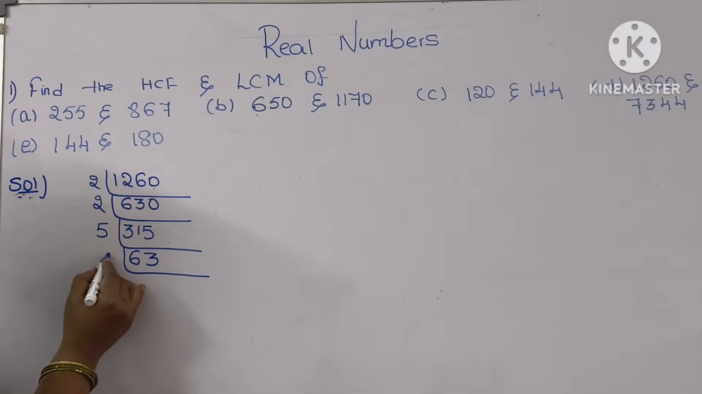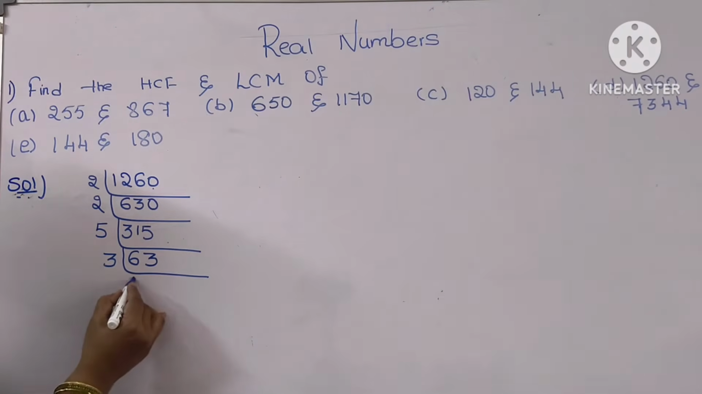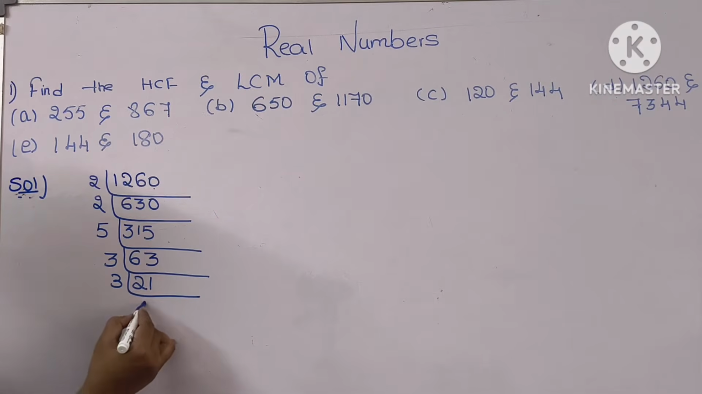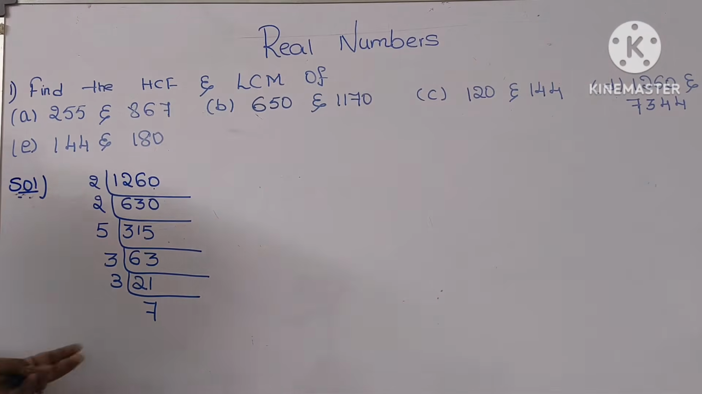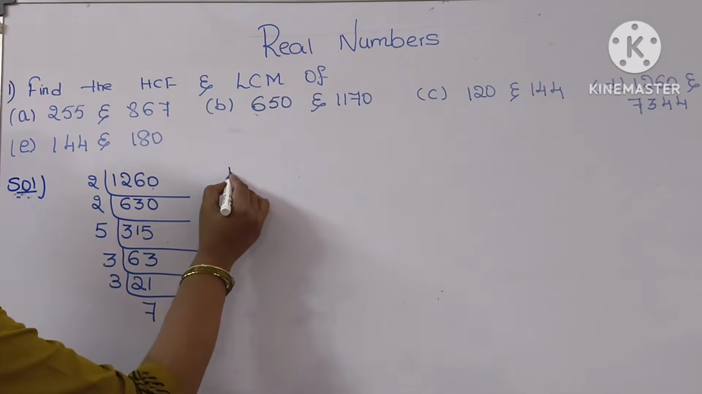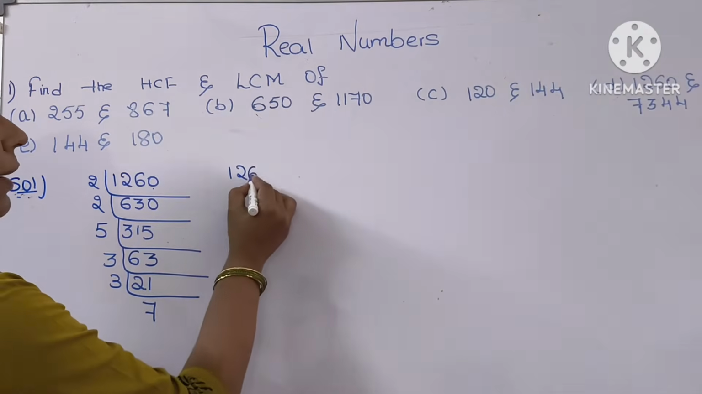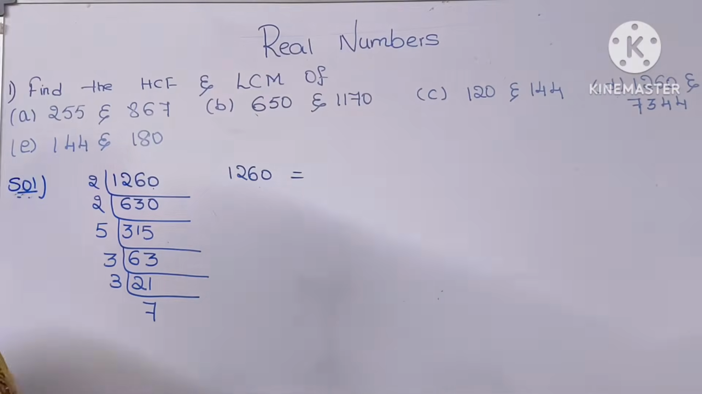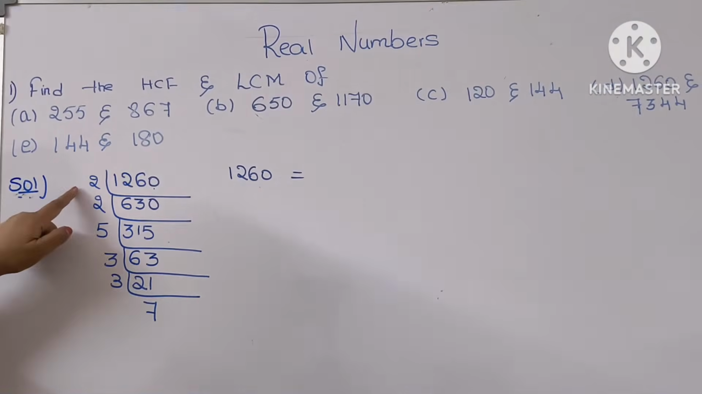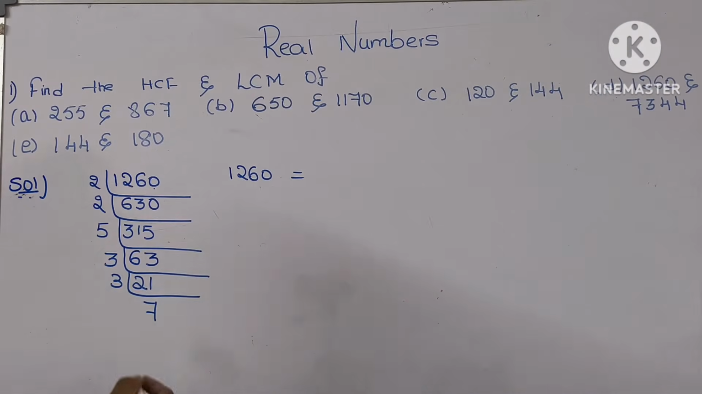63, as you all know, can be divisible by 3. 3 twos are 6, 3 ones are 3. 3 sevens are 21, and 7 is a prime number. Leave it like that. So, what is the prime factorization of 1260? It is the product of all its prime numbers.